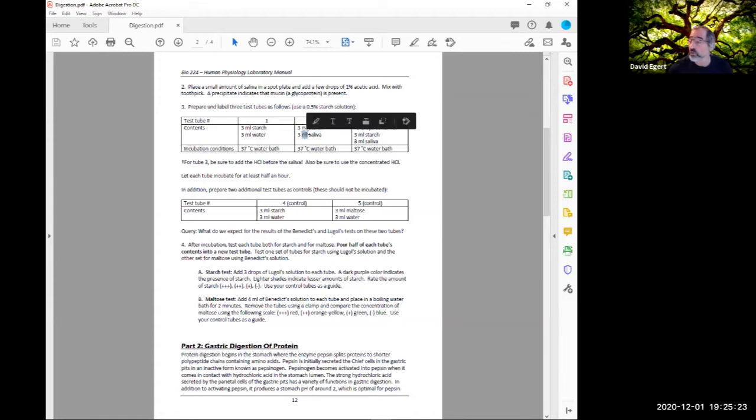Test tube 2 has starch and saliva incubating at body temperature. What are we going to see there and why? Number 3 has starch and saliva, but it also has concentrated hydrochloric acid added in. So then you have to think, what are you going to find here and why?